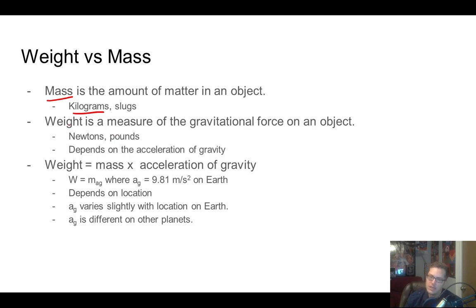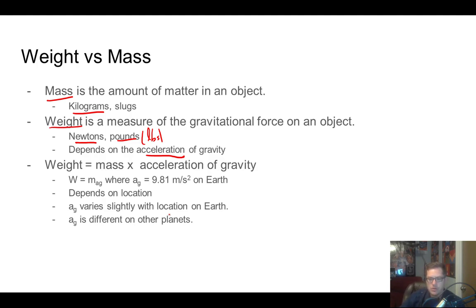Weight, though, is a measure of the gravitational force on an object. These are newtons, which is the SI unit, or even pounds, lbs. This is how we weigh ourselves when we go to the doctor. We weigh ourselves in pounds. Now the problem with this is that it depends on the acceleration of gravity. You've all heard the phrase, "You weigh less on the moon than you do on Earth," and that's because the acceleration of gravity on the moon is far less than it is on the Earth.